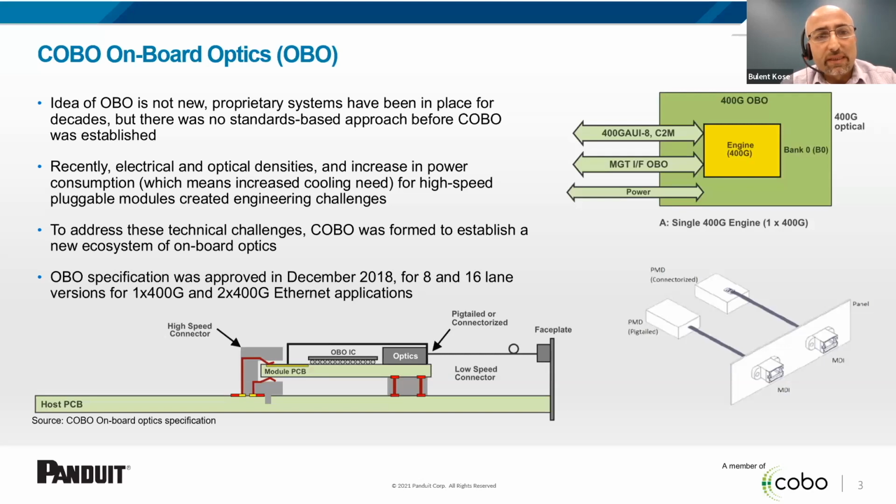Recently, increases in electrical and optical densities and power consumption, which means increased cooling needs for high-speed pluggable modules, created some engineering challenges. To address these challenges, COBO was formed to establish a new ecosystem of onboard optics. COBO's specification was approved in December 2018 for 8 and 16 lane versions of 1x400 and 2x400 applications. And on my slide here, I show a couple of pictures to give examples.